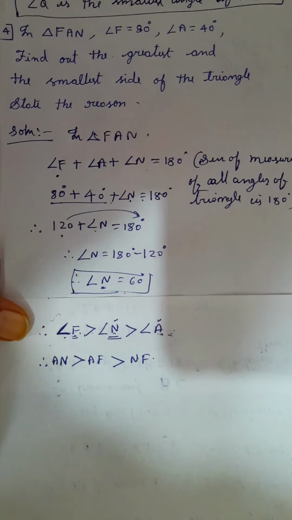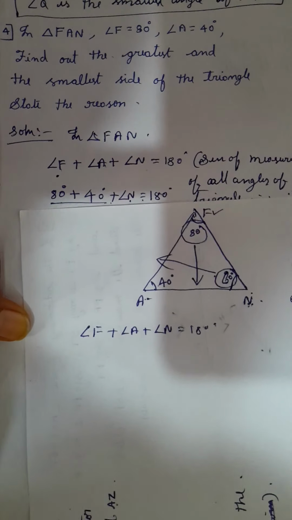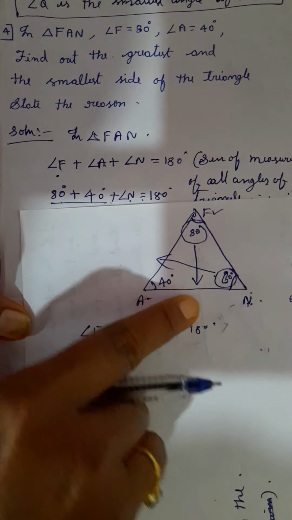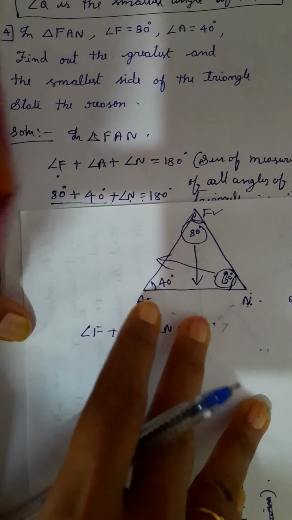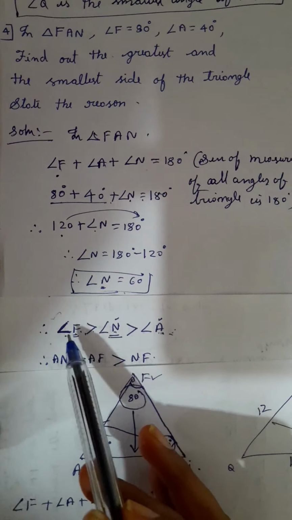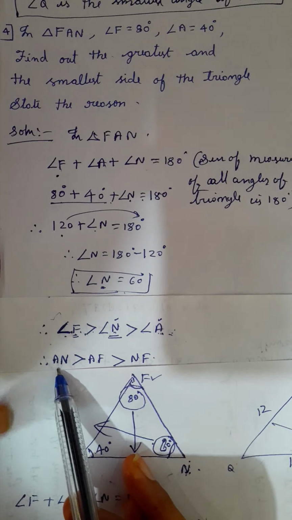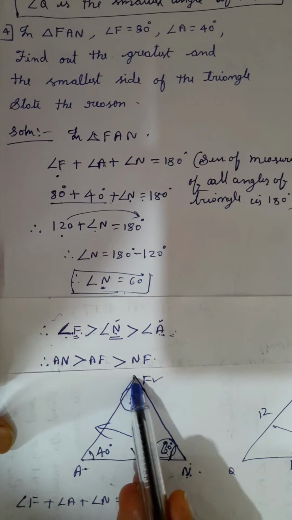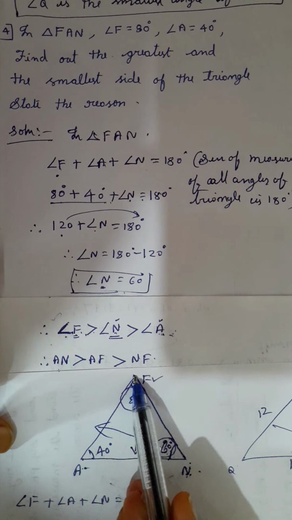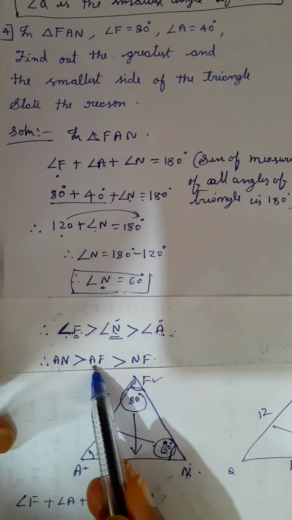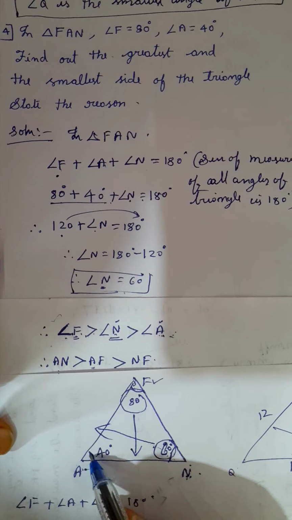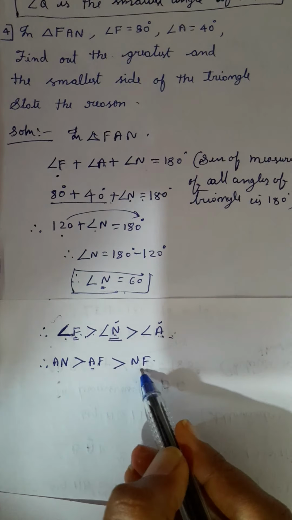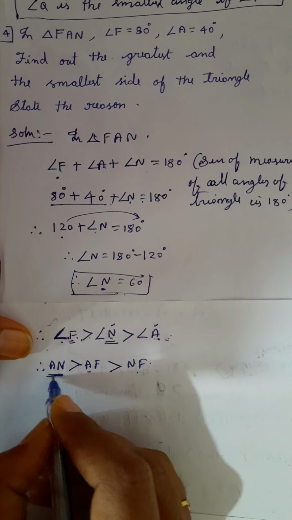If you are not understanding this, you can draw the figure and find out. Angle F is 80 degrees, so the opposite side is AN. So the opposite of angle F is AN. Next angle is 60 degrees, so the opposite of 60 degrees is AF. AF is written here. Next, the opposite of A is NF. So NF is written here. Now which is the greatest length?